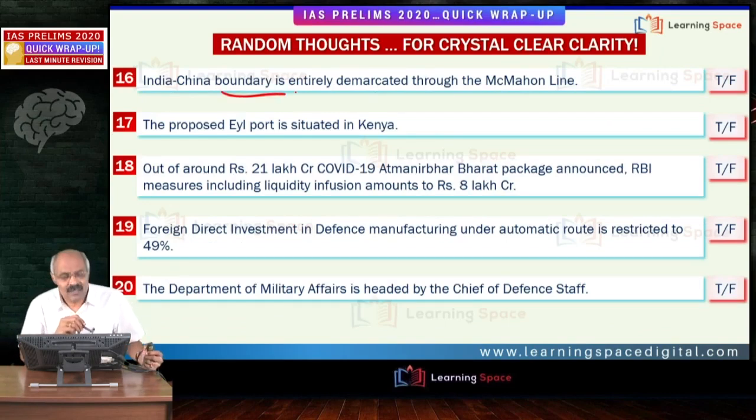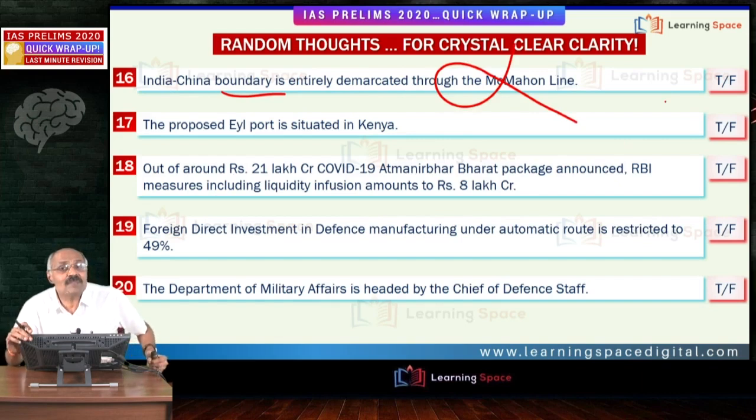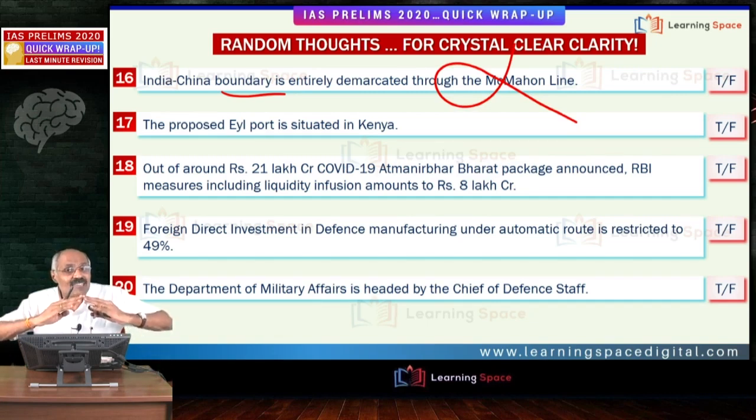The statement that the India-China boundary is entirely demarcated through the McMahon line is absolutely wrong. Friends, on the eastern side, that is the McMahon line. On the western side, that is the Johnson line. And for Sikkim, it is entirely different; it is based on some watersheds. So students must have clarity on this.